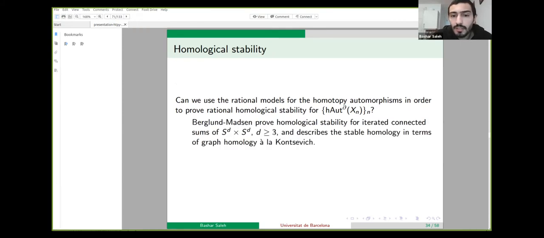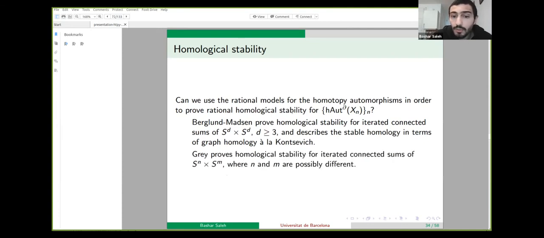So Berlin and Madsen prove homological stability for iterated connected sums of products of spheres of the same dimension, and describe this stable homology in terms of graph homology in the conservative sense. And then Gray used their techniques in order to prove homological stability for iterated connected sums of products of spheres of possibly different dimensions with some restrictions on n and m, but he didn't compute the stable homology.